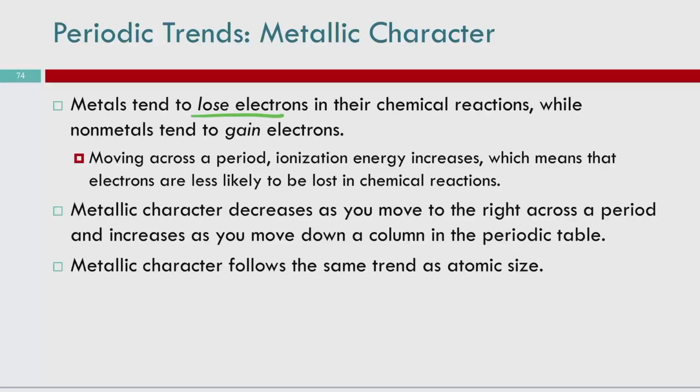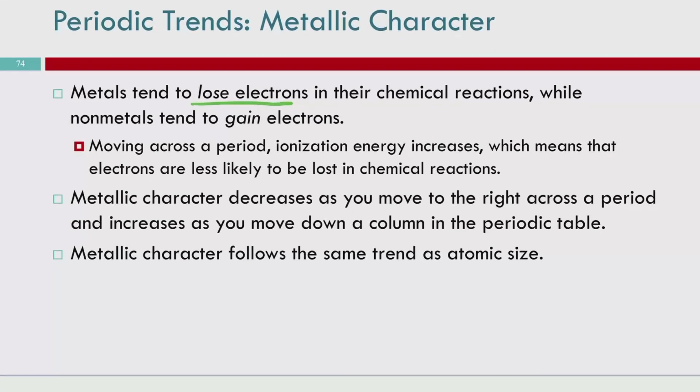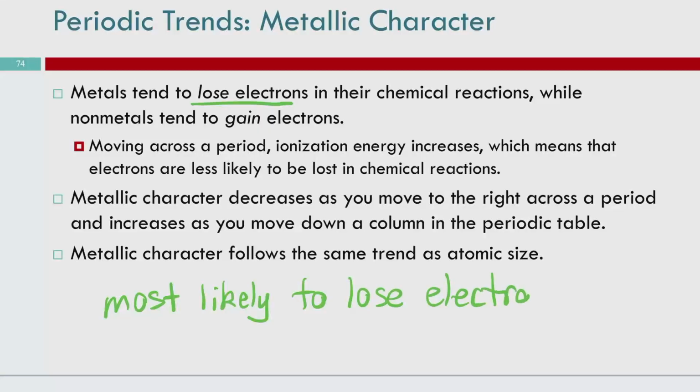So metals tend to lose electrons in their chemical reactions. Nonmetals tend to gain electrons. And so metallic character is associated with losing electrons. Voted most likely to lose electrons. So this is sort of the opposite of ionization energy. Ionization energy is how hard is it to remove an electron, and metallic character is more like how much does it want to lose an electron. So they're opposites in that way.